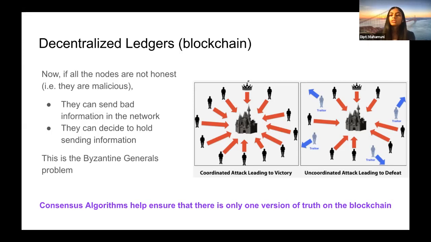However, the box on the right shows that some of these messengers could actually be traitors who were working for the king. But now, what would happen if they sent a message opposite of what the general wanted to send? If the general wanted to send an attack signal, the messengers could send a retreat signal. This means that the army wouldn't be able to coordinate their attack. This is similar to how the nodes need to be coordinated on a blockchain network, hence why consensus algorithms are needed. They help to ensure that there's only a single version of the truth.